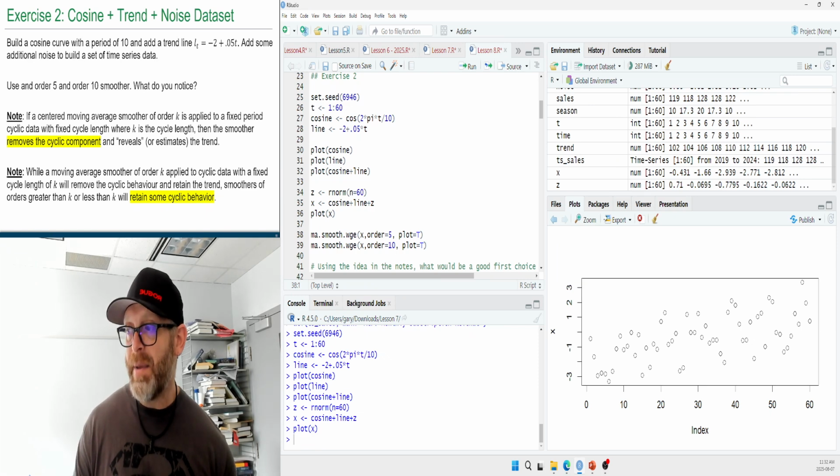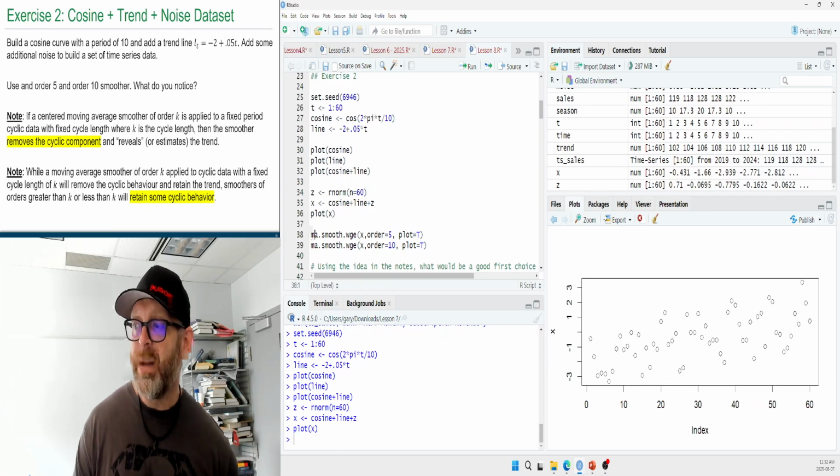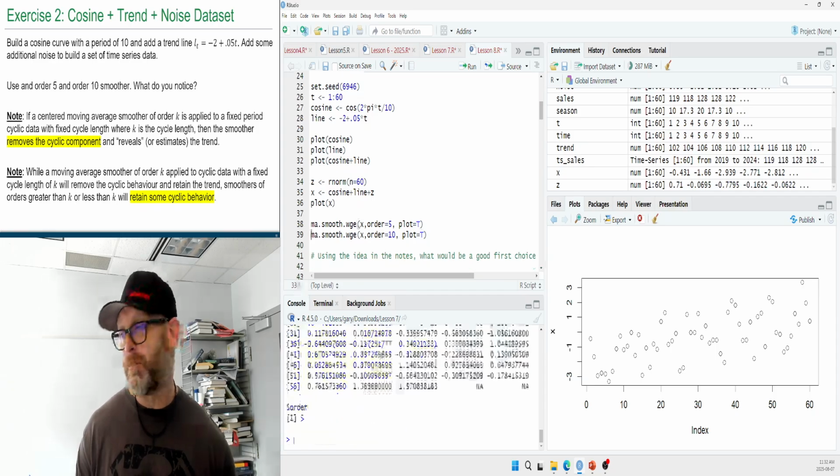So if I run this ma.smooth.wge, there's 3 inputs. The first one, x, is my time series. The next is going to be the order, and whether or not I want it to plot. I'm just going to set these equal to true.